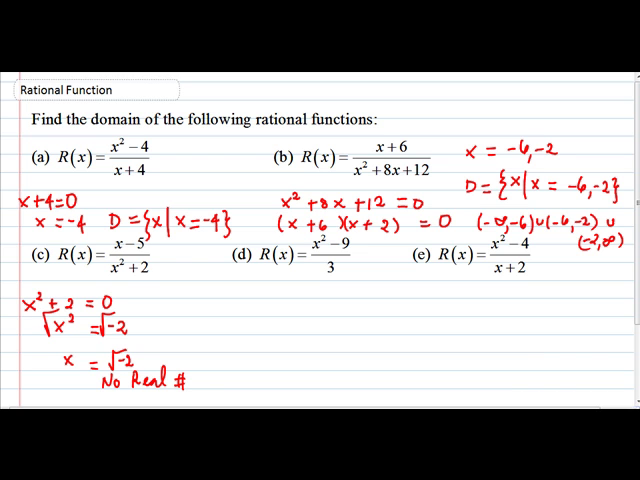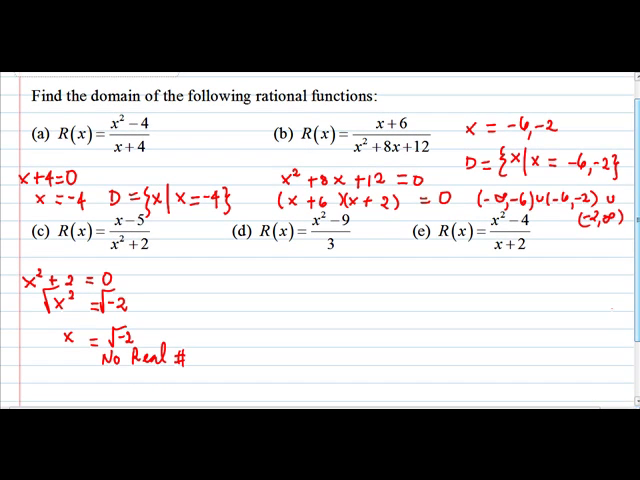When we're looking for the domain of the function, we're looking for a real number, not imaginary. So in this case, we only consider real numbers. So there's no real number. That means there's no real number on our number line that will make this denominator equal to 0. So in other words, our domain is all the x values. So this means our domain here will be all real numbers, because we cannot find any x that will make this denominator equal to 0.